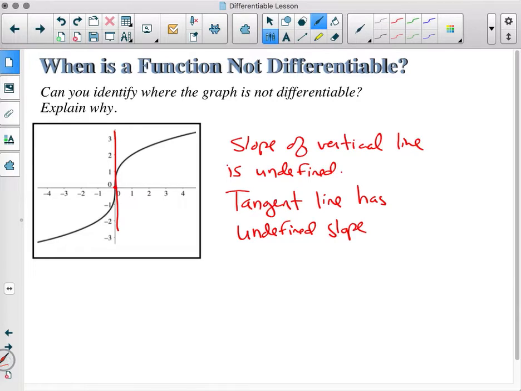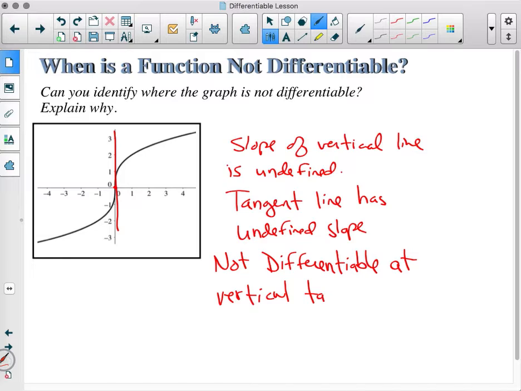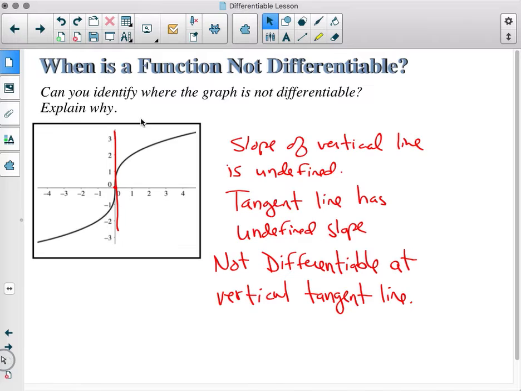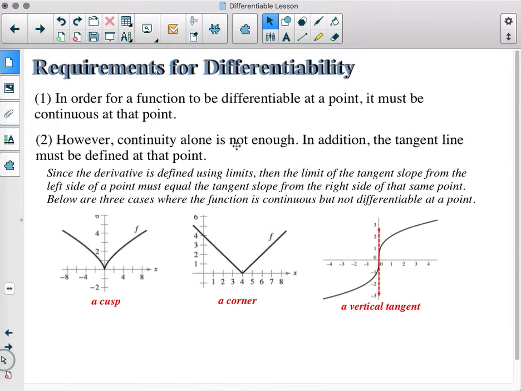And since the derivative is used to calculate slope, that means that this function is not differentiable where there's a vertical tangent line. So, with that said, we'll summarize the requirements for differentiability. 1, in order for a function to be differentiable at a point, it must be continuous at that point. 2, however, continuity alone is not enough. In addition, the tangent line must be defined at the point.